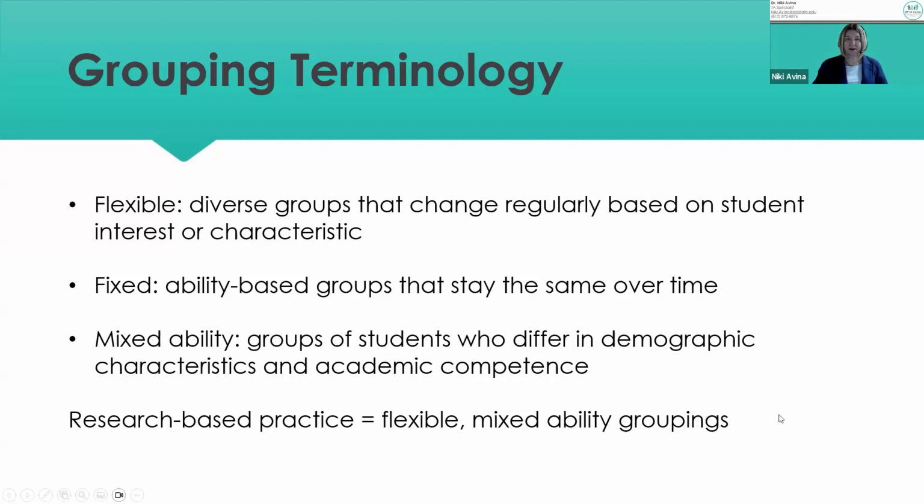Research tells us that you'll get the highest gains from flexible mixed ability groups, so when they change often and when they are filled with students who are not all the same. Although it is important to know that there are points where things like fixed grouping does make a positive difference. We just have to choose that wisely for our purpose.